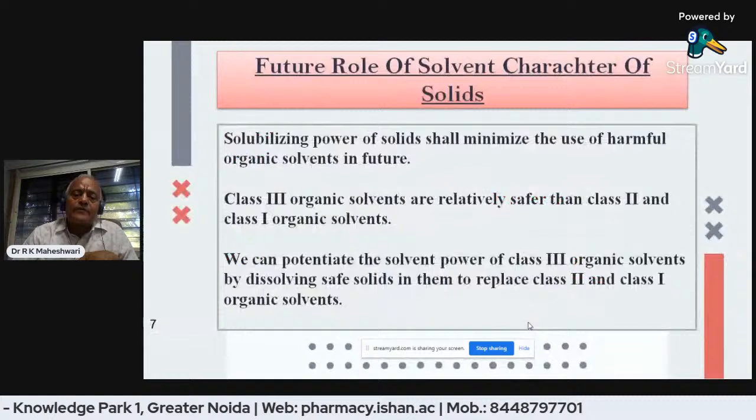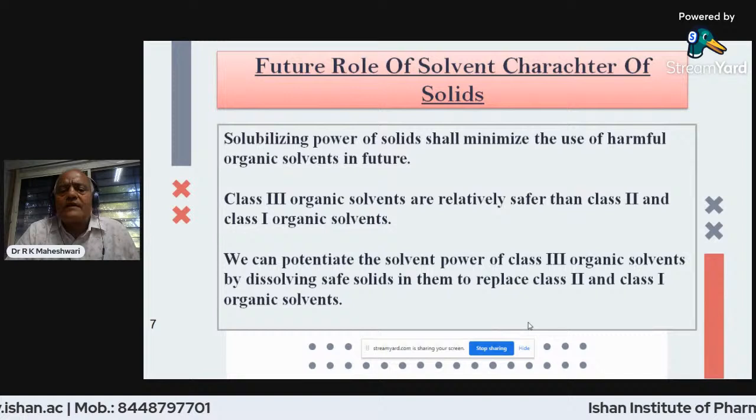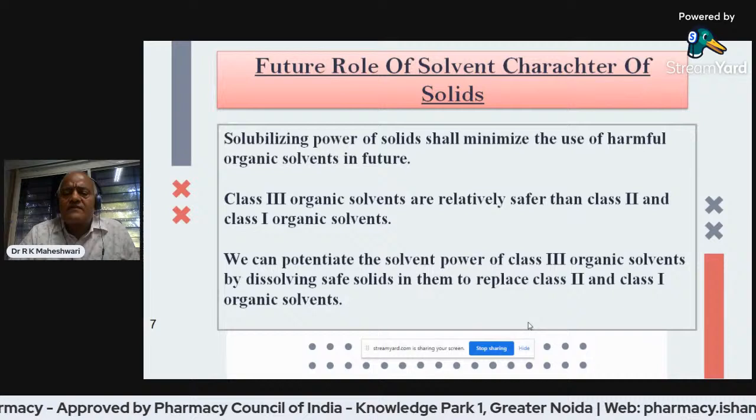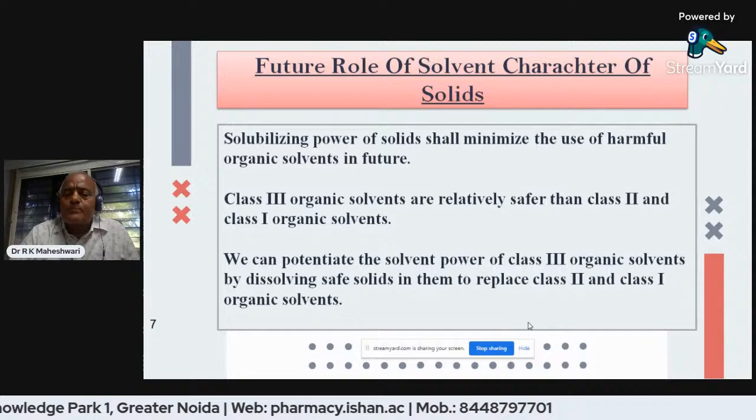Future role of solvent character of solids. The solubilizing power of solids shall minimize the use of harmful organic solvents in future. Class 3 organic solvents are relatively safer than class 2 and class 1 organic solvents. We can potentiate the solvent power of class 3 organic solvents by dissolving safe solids in them to replace class 2 and class 1 organic solvents.